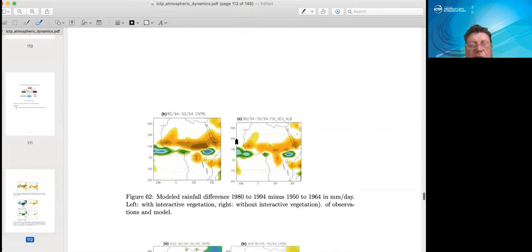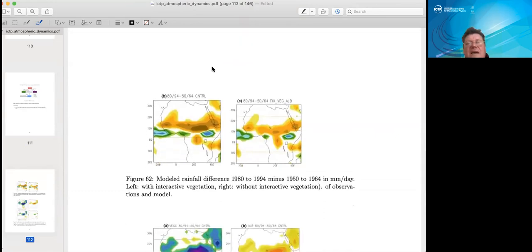Okay, so the outcome of that exercise was, there were two experiments. One was an atmospheric general circulation experiment that was forced with observed sea surface temperature variation. So the only forcing are sea surface temperatures that depend on time. In one case, we have the interactive vegetation, like in this case. In the other, we don't have interactive vegetation.